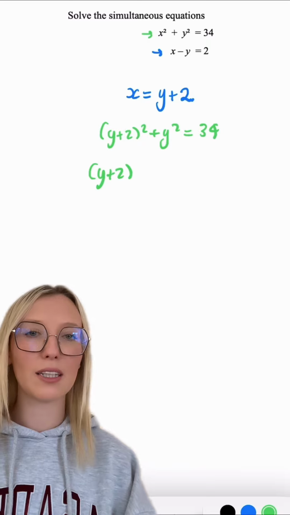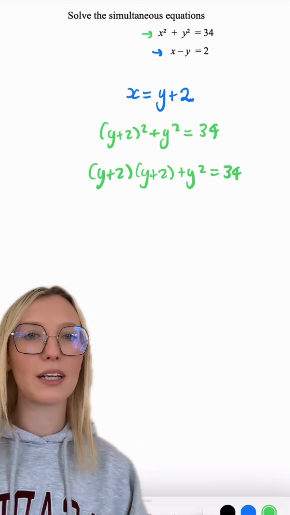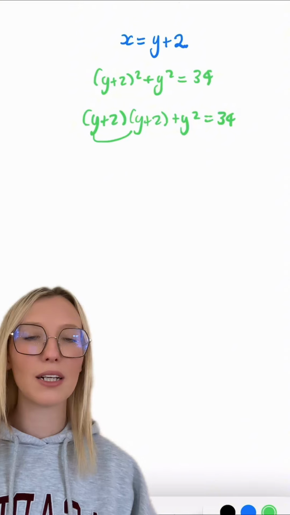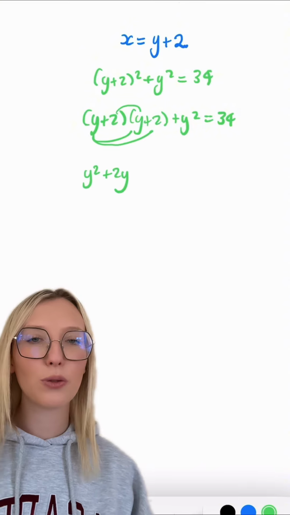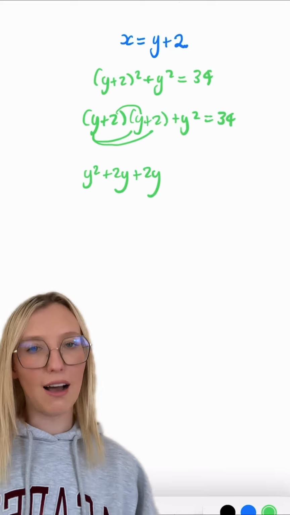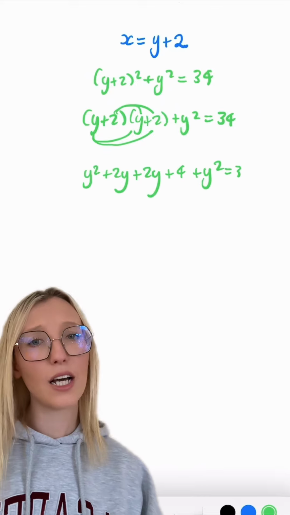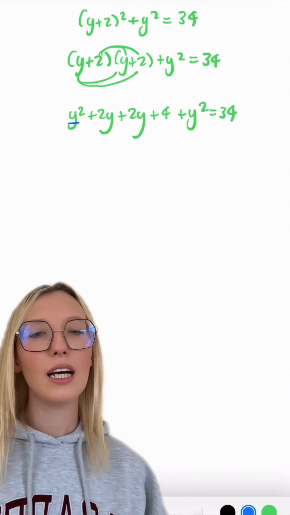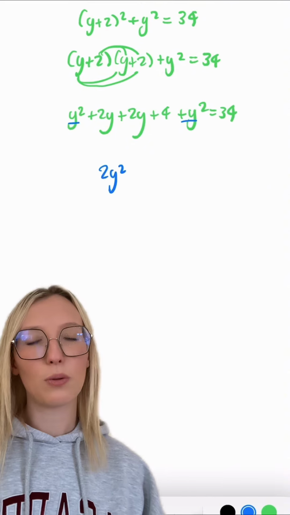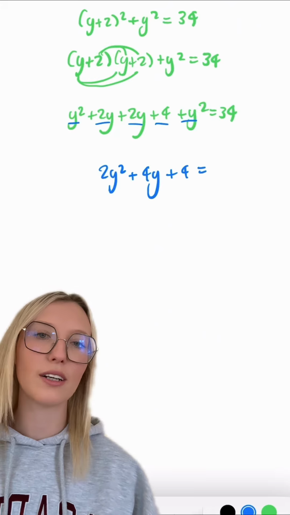Let's go ahead and expand this out. So we've got (y plus 2) times by (y plus 2), add y squared equaling 34. And if we expand out these double brackets, we get y squared, add 2y, add 4, add y squared equals 34. And adding like terms now, we're going to be ending up with 2y squared, add 4y, add 4 equals 34.